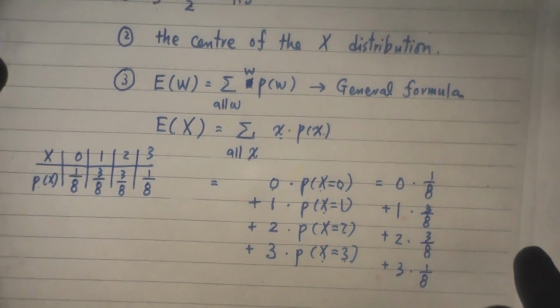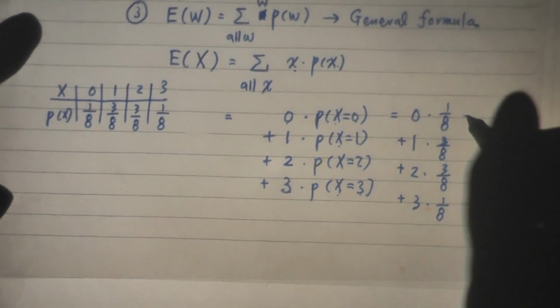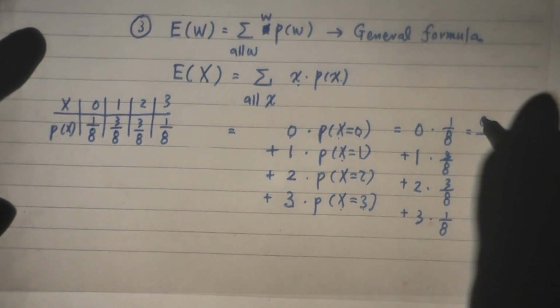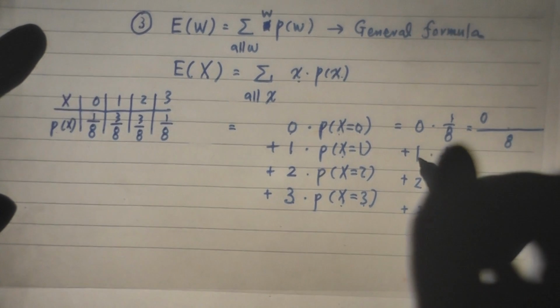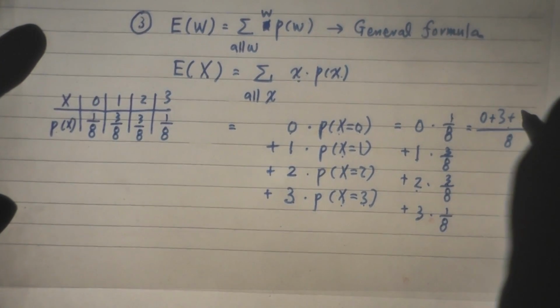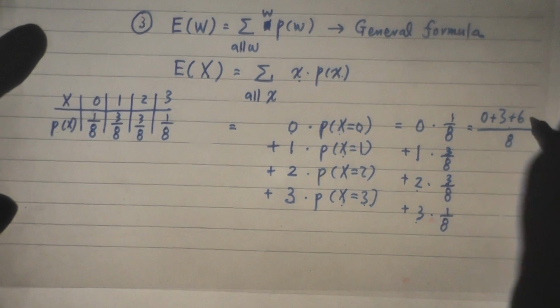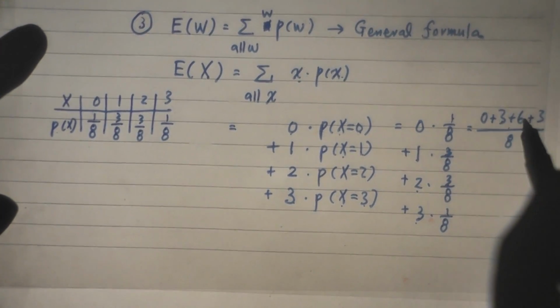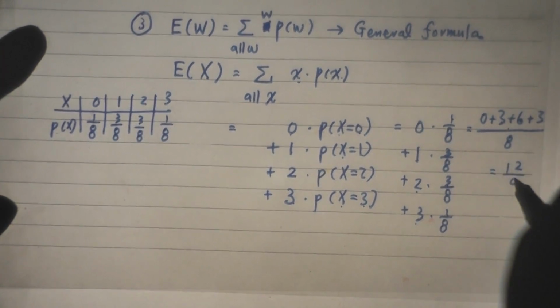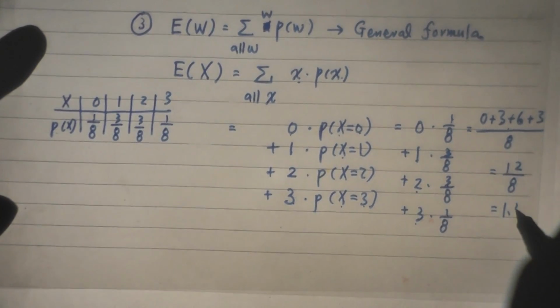Okay? Now, it's a very straightforward calculation. The first one is 0. 0 times 1 is 0. 1 times 3 is 3. 2 times 3 is 6. And 3 times 1 is 3. 3 plus 6 is 9. 9 plus 3 is 12. So 12 over 8, again, that's 1.5. Okay?